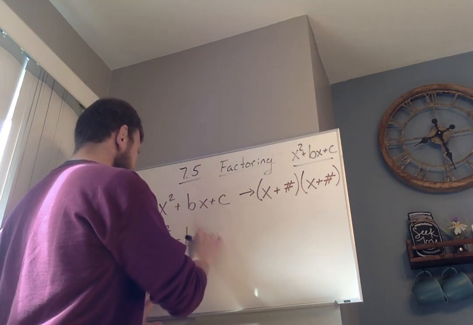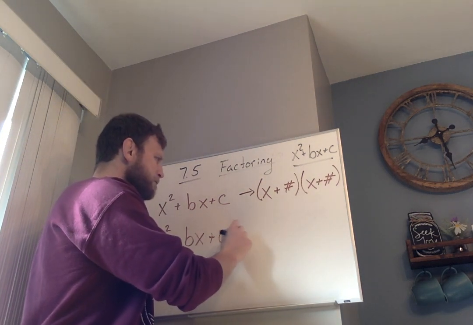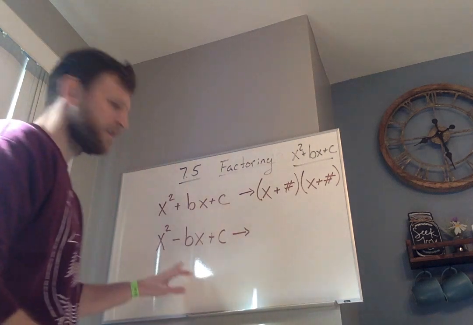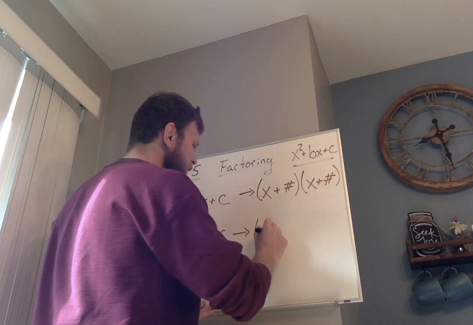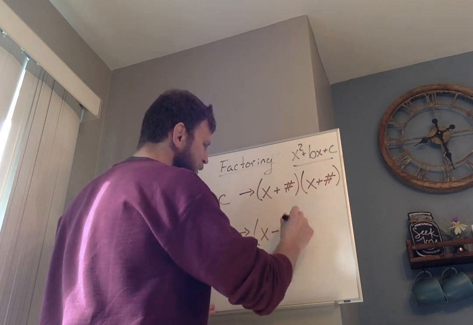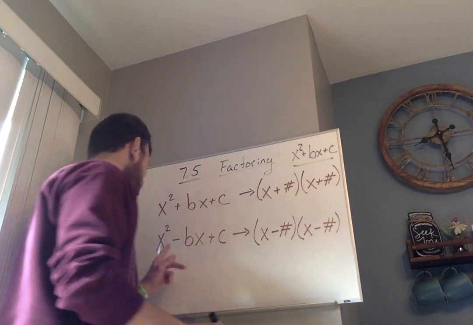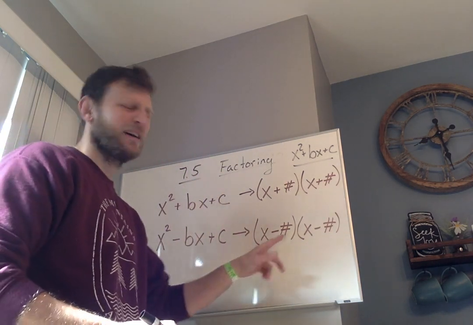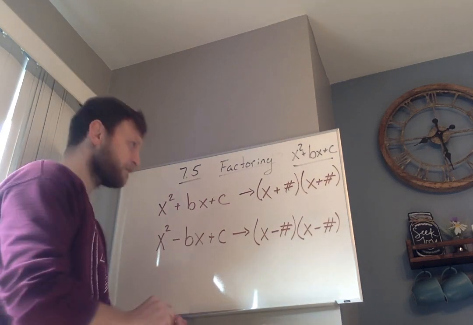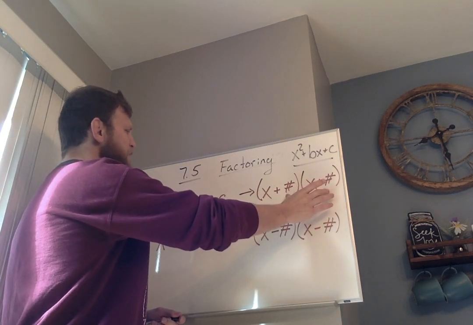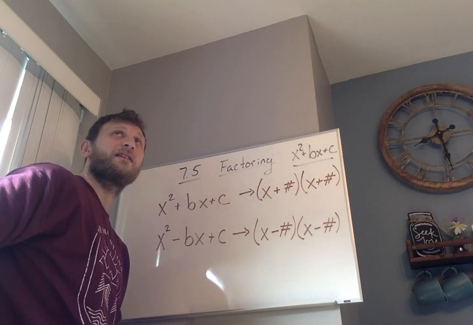So the next one I like to do is x squared minus bx plus c. Well, notice here this is a minus and a plus. The pattern here is that it's going to factor to x minus a number times x minus a number. Minus plus factors to minus minus. Why? Well, let's go back up here to the first one. A positive times a positive is a positive, and a positive plus a positive is a positive. So there we go with that.